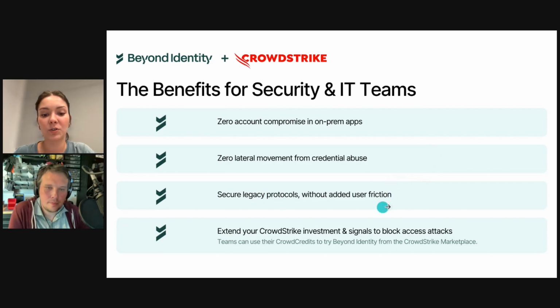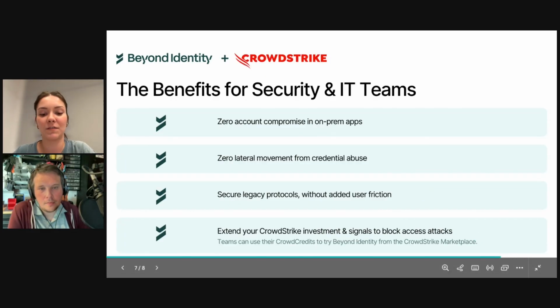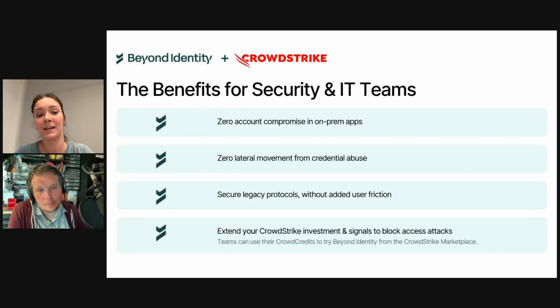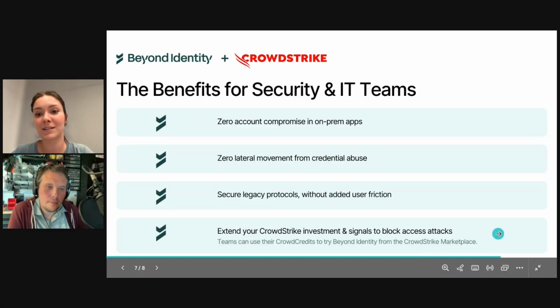It secures legacy protocols without added user friction. As Michael was showing, it's the same process of username, password, and then it checks the health of the device and if it's the right device through that passkey. But it's not like they're reaching for a phone for a push notification or a one-time code that typically adds user friction. And lastly, it extends your existing CrowdStrike investment and signals to block access attacks. So the signals that you're already spending on with CrowdStrike can be used in access policies. So if full disk encryption is turned off, that is something that can prevent someone from logging into your on-prem apps. And also, if there are any Falcon credits that you have in your marketplace, that is something that can be used towards Beyond Identity.